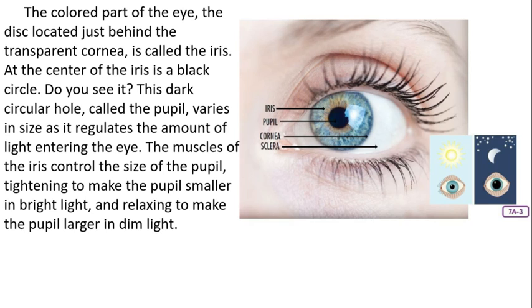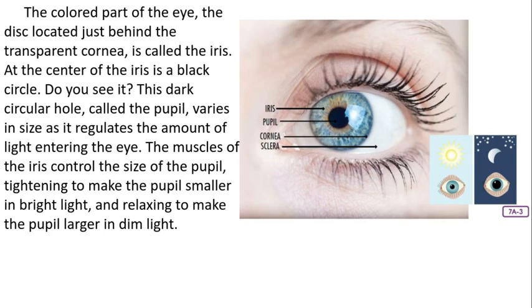Do you see it? This dark circular hole, called the pupil, varies in size as it regulates the amount of light entering the eye. The muscles of the iris control the size of the pupil, tightening to make the pupil smaller in bright light and relaxing to make the pupil larger in dim light. Okay, so if you ever look in the mirror when you turn the lights on, you can see your pupils shrinking really fast to let less light in, and then when you turn the lights off, your pupils get bigger to let more light in.